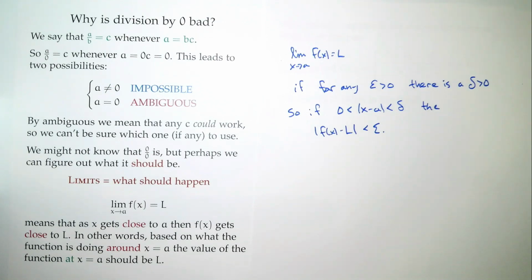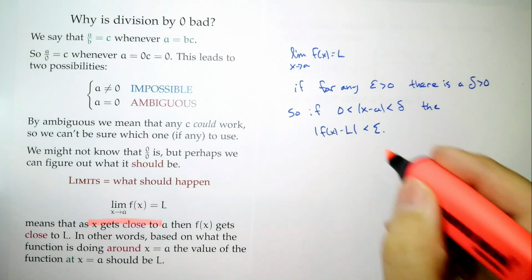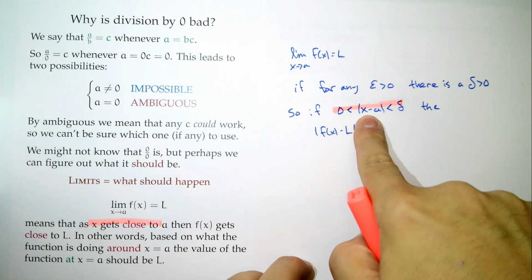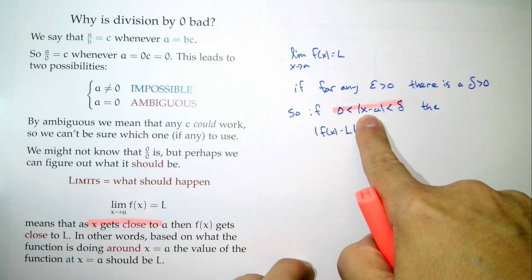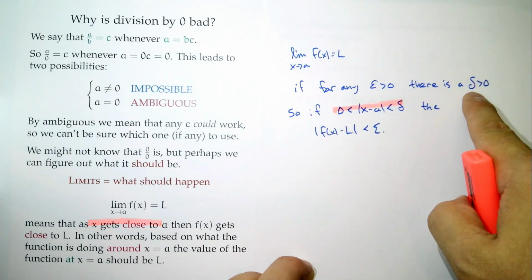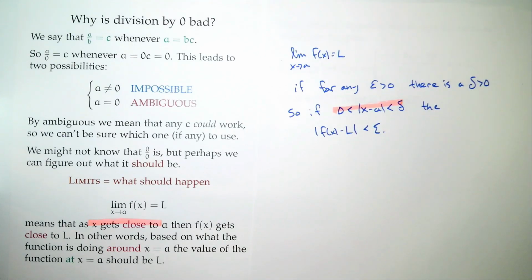If you've seen it before, here's the way you interpret it. x gets close to a. Well, close is a measurement of how far you are, and the way you measure something in terms of distance is absolute value. So x gets close to a is that part. The distance between x and a is the absolute value of x minus a, and we're saying it's small. That's our saying, look, there's some small choice of delta. So I'm close to a, then f of x gets close to L.